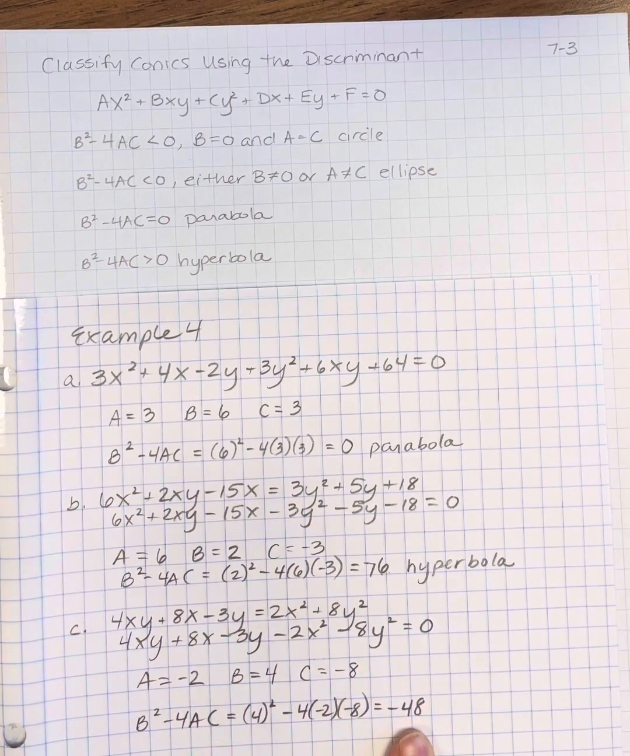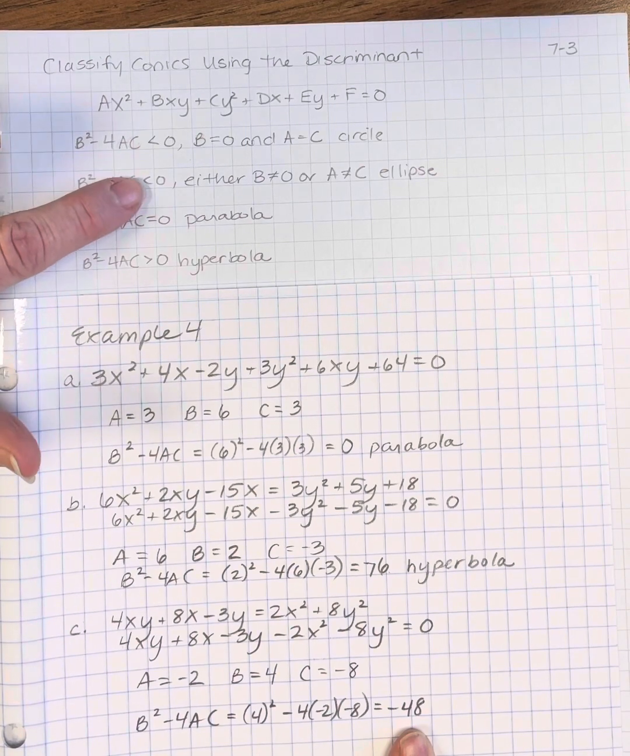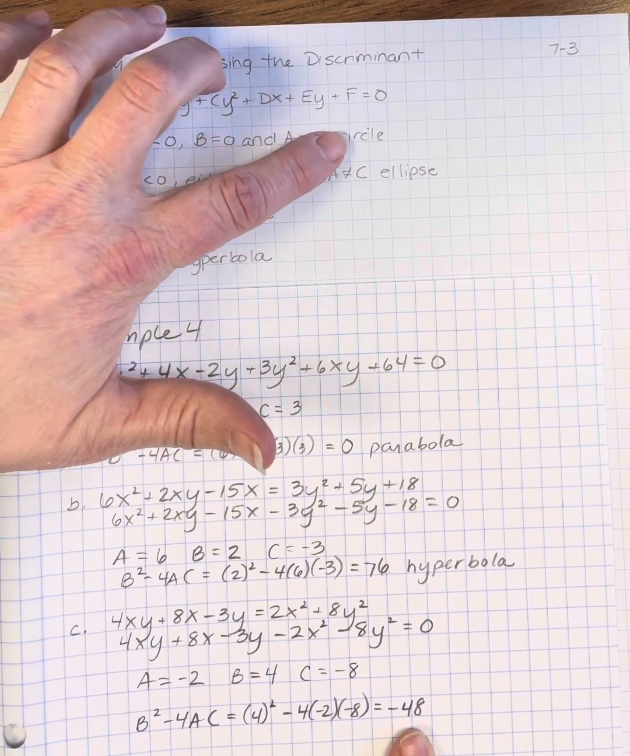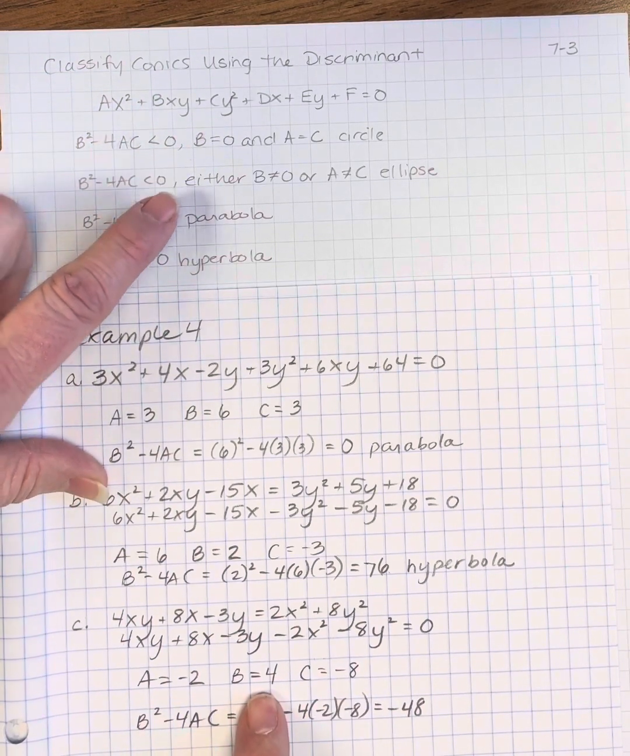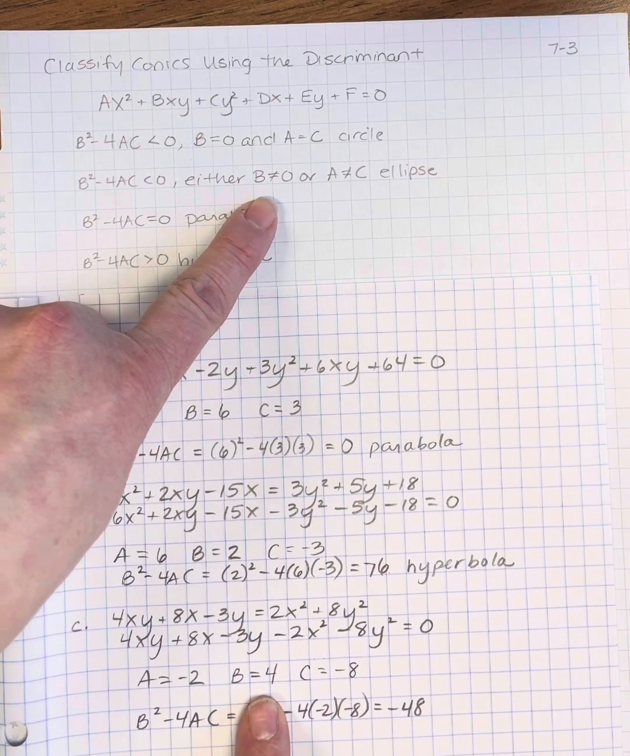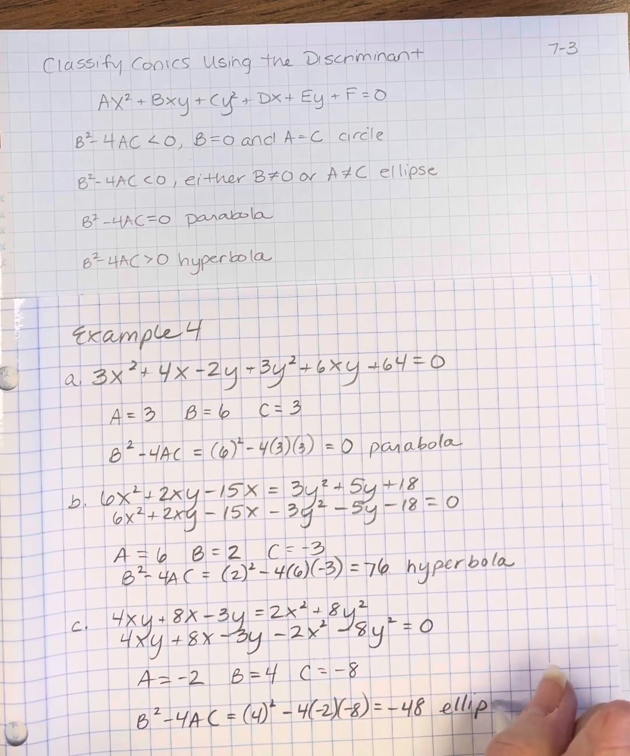So I have to look and see, all right, b squared minus 4ac is negative. If b were equal to 0 and a were equal to c, it would be a circle, but neither one of those is met. A and c are not the same, and b is not 0. So if either of those is not met, it's an ellipse. So this one is an ellipse. And that is everything you need for section 7.3.